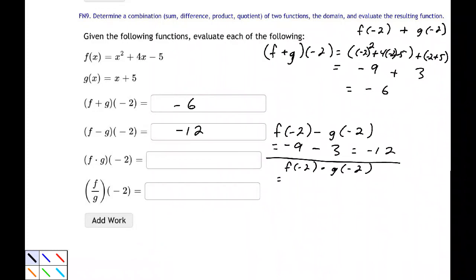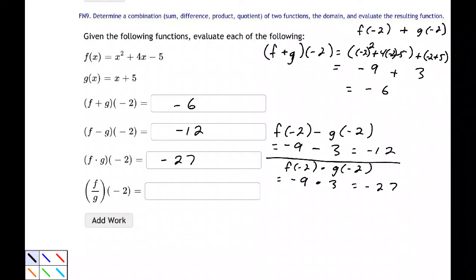Since we've already done the work of evaluating those two, f of negative 2 is negative 9 multiplied by g of negative 2, which is 3. So if I multiply negative 9 by 3, I see that's negative 27. So my third answer is negative 27.